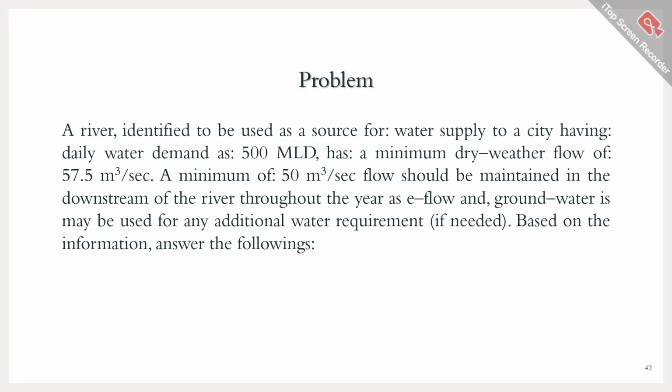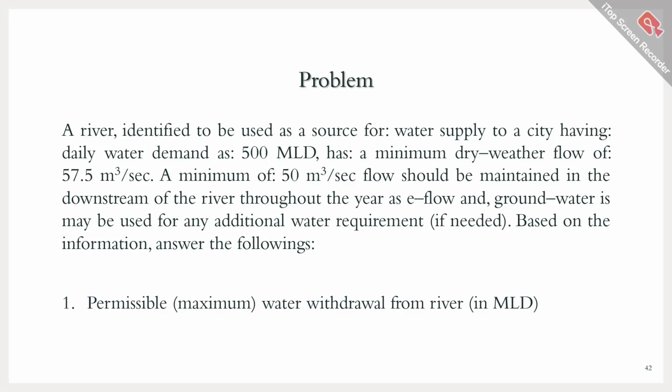which is as follows. A river identified to be used as a source for water supply to a city having daily water demand as 500 MLD, that is megaliters per day, has a minimum dry weather flow of 57.5 meter cube per second. A minimum of 50 meter cube per second flow should be maintained in the downstream of the river throughout the year as e-flow, and groundwater may be used for any additional water requirement if needed. Based on the information, answer the following.